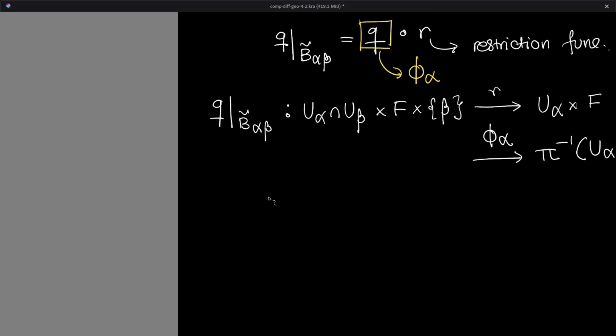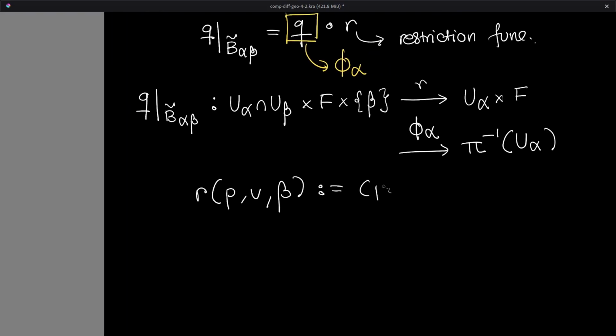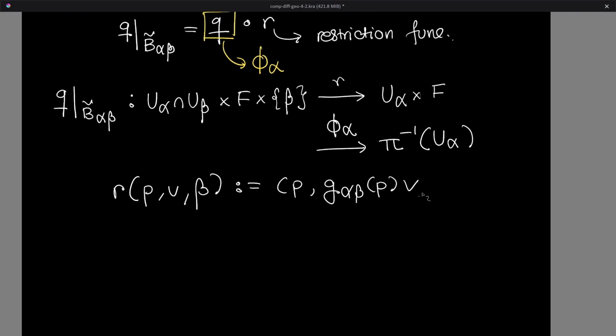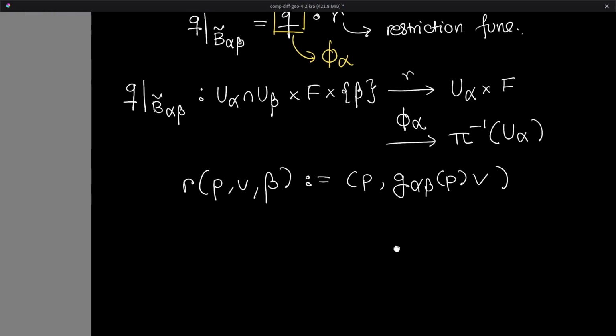So we define R as the restriction. What does it mean to restrict it? Let's see what that means. We define R as P, G alpha beta V. Well, we have to take that at V. Remember, this is over the whole of U alpha intersect U beta, and then when we take it at P, as we discussed earlier, this gives us a single linear map. So let's clarify that. That is the way that R restricts our function.